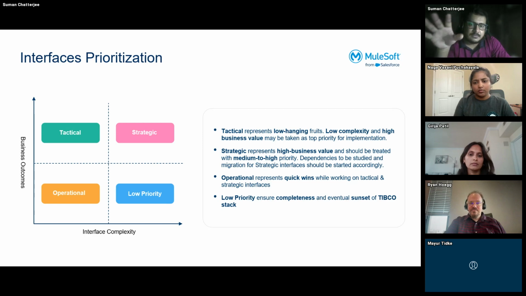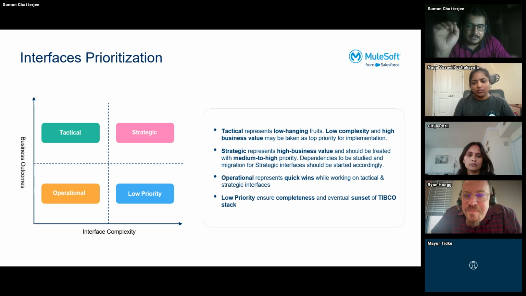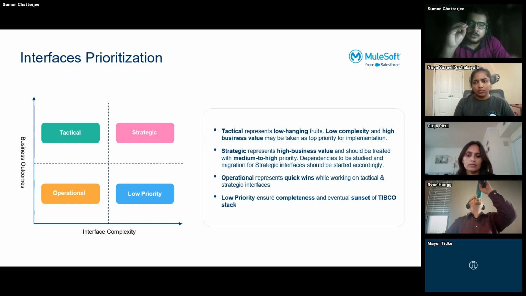So this looks like a pretty simple graph, but when you sit down at the table and jot down which APIs fall into which category, it will take you a long time. It has to be thought out properly, and only then you come up with a plan that, okay, these are the tacticals, these are the strategics, these are the operationals, and these are the low priority APIs, right?